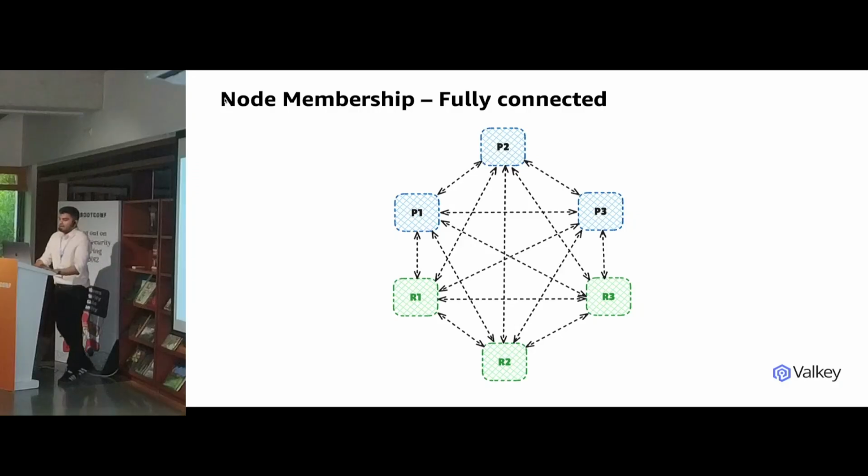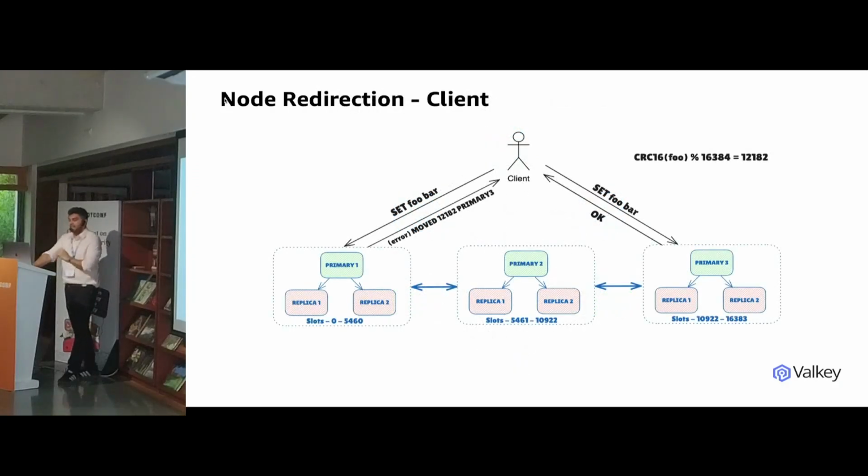Once that is out of the picture, how does a client work with these decentralized cluster nodes? So initially, a client would connect to some random node and perform any kind of operations. In this example, I'm talking about 3 primaries being in the picture, and each has 2 replicas. So the client here connects to primary 1 and performs a set operation, set foo bar. Foo is the key and bar is the value.